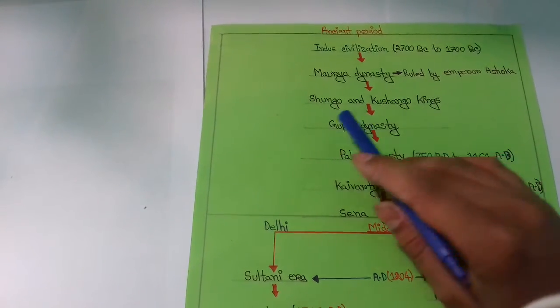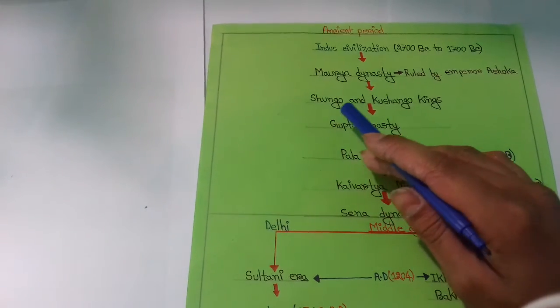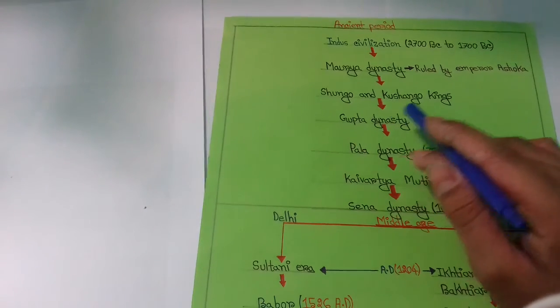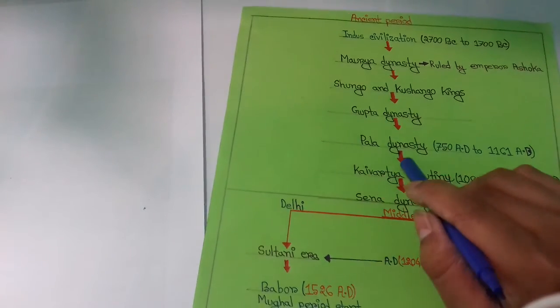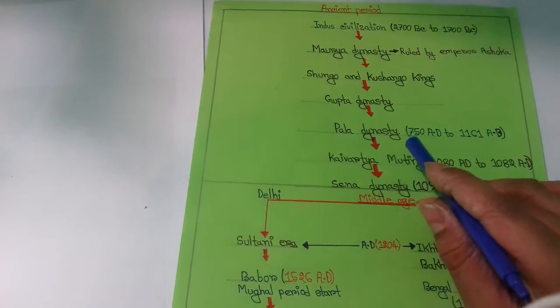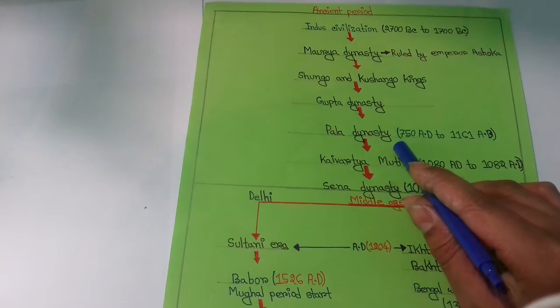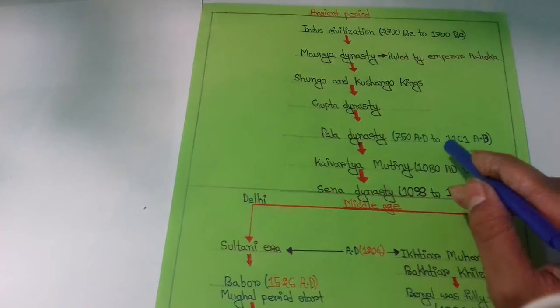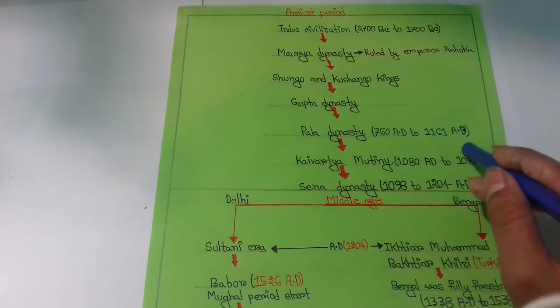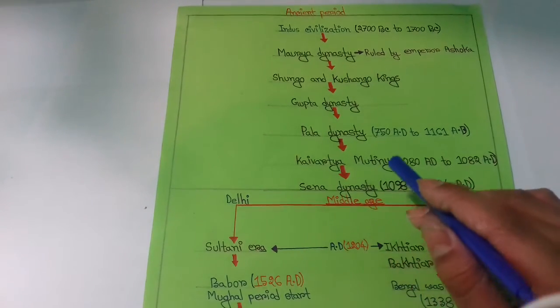Then in Bengal come the Shunga and Kushan kings. Then there is the Gupta dynasty, then the Pala dynasty. The Pala dynasty is a long-lasting dynasty. It lasted from 750 AD to 1161 AD.